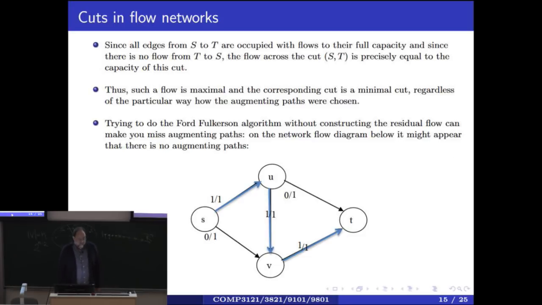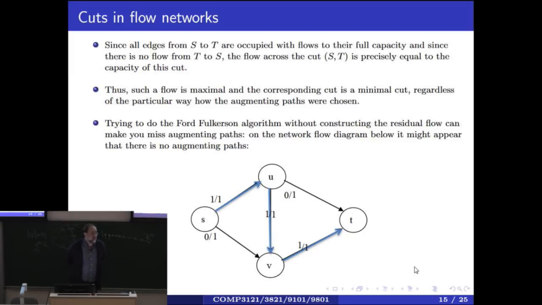And it's easy to get confused and say, well, there are no more augmenting paths. Why? Well, from S, I cannot reach U because this pipe is fully occupied. And if I go from S to V, I cannot reach the sink because this pipe is now fully occupied and this pipe is in the wrong direction. So it looks as if there are no more augmenting paths. But clearly, what is the max flow in a network like this? It's 2 because you can pump 1 liter this way and another liter this way.